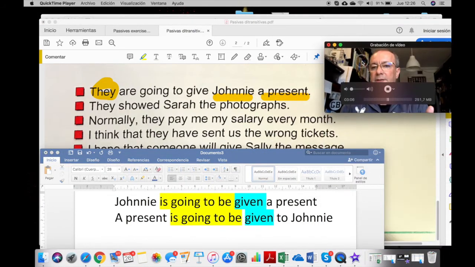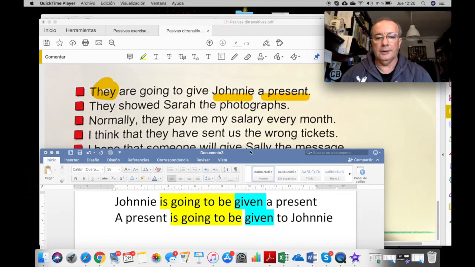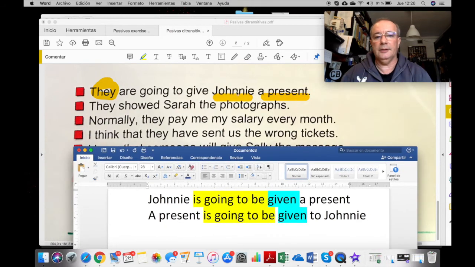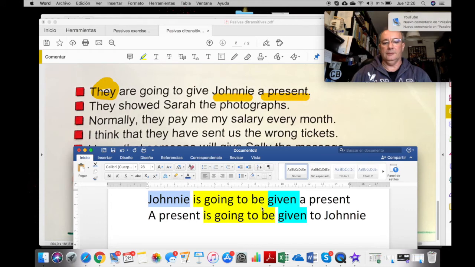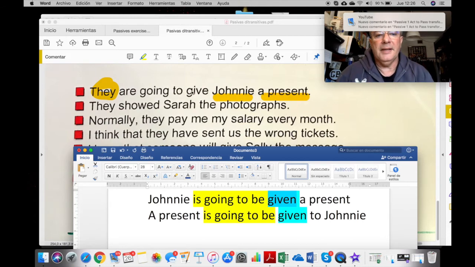Let me change my face somewhere here. Okay, so we got there. They are going to give Johnny a present. So here you have the two possible transformations. First one is Johnny is going to be given a present. Okay, this is the typical transformation. I'm going to give becomes is going to be. That's the first step for the transformation. The second step you can see in blue color, given. Remember, the original main verb give is turned into the participle, right?